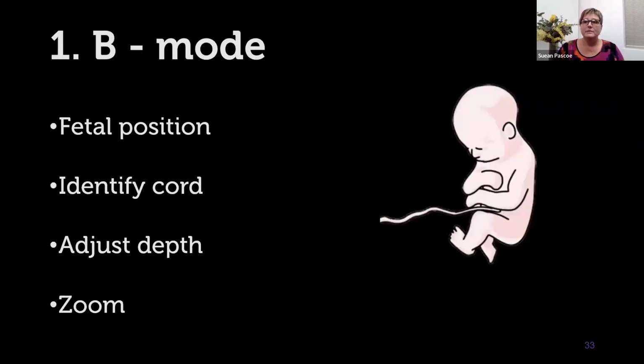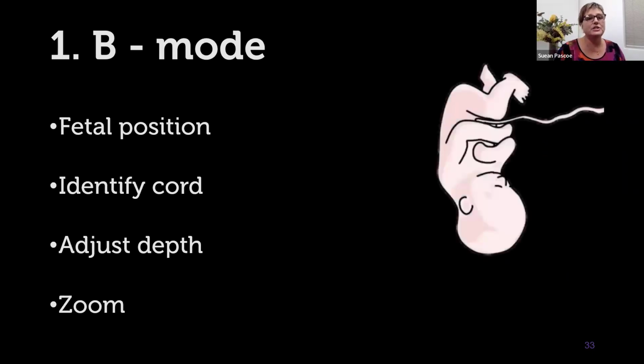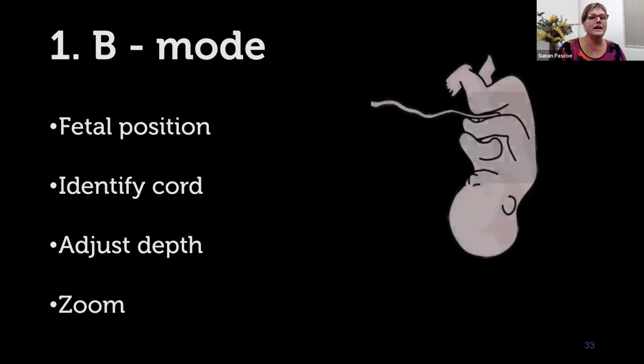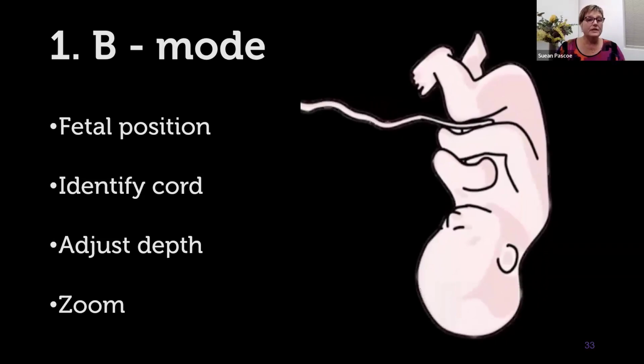So when we optimize the B mode, first of all, when you're scanning, you look at which way baby's positioned, and you can tell by which way it's positioned which side is more likely to have cord on it. So you can go hunting for the cord on that side. So identify the cord. You then need to adjust the depth so that we make that cord as big as possible, and then you can zoom. So don't apply the zoom straight up. You need to adjust the depth and the gain and make the best possible B mode image before you zoom.